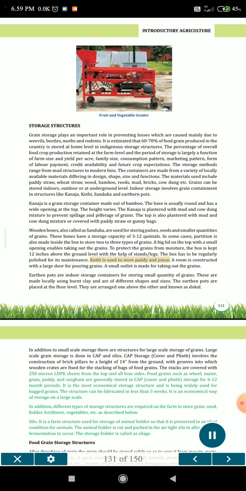Koti is used to store paddy and jowar. A room is constructed with a large door for pouring grains. A small outlet is made for taking out the grains. Earthen pots are indoor storage containers for storing small quantity of grains. These are made locally using burnt clay and are of different shapes and sizes. The earthen pots are placed at the floor level. They are arranged one above the other and known as dokal.